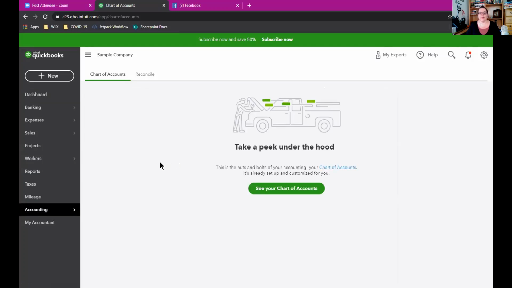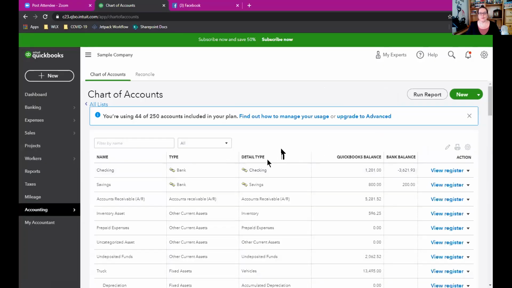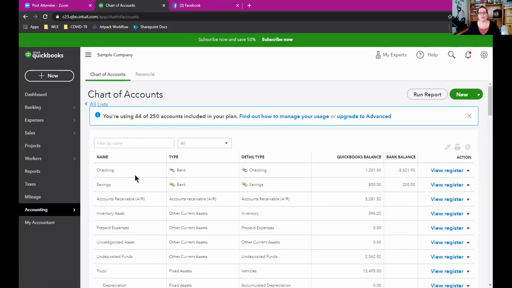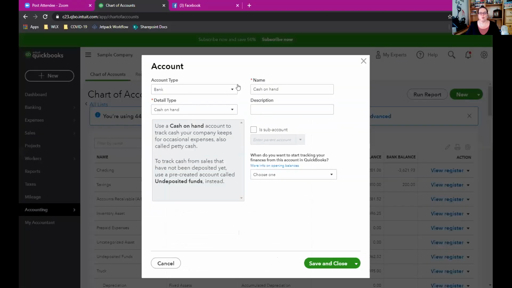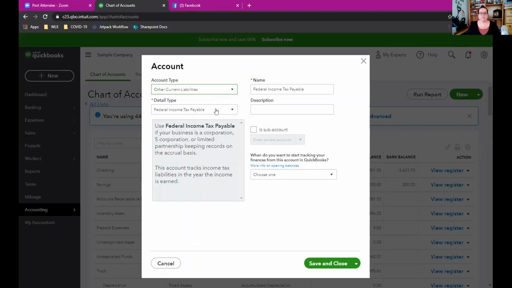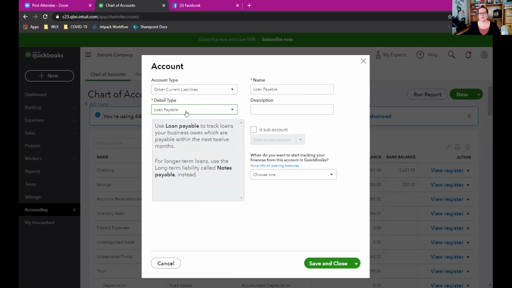You're going to be doing the same thing. I'm just in a sample company, so if you're using account numbers, you're going to want to find an available account number. If you're not, you're just going to click on New. You're going to choose the account type, other current liability. In my detail type, I do go ahead and pick a type of line item here because it can affect some reports. So I don't want to just leave it at default, which was like federal income taxes or something.